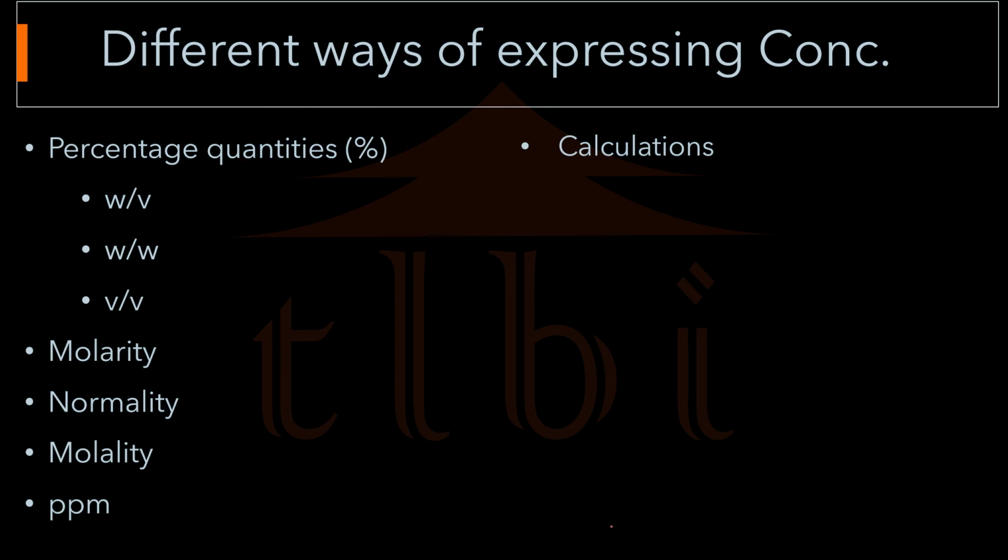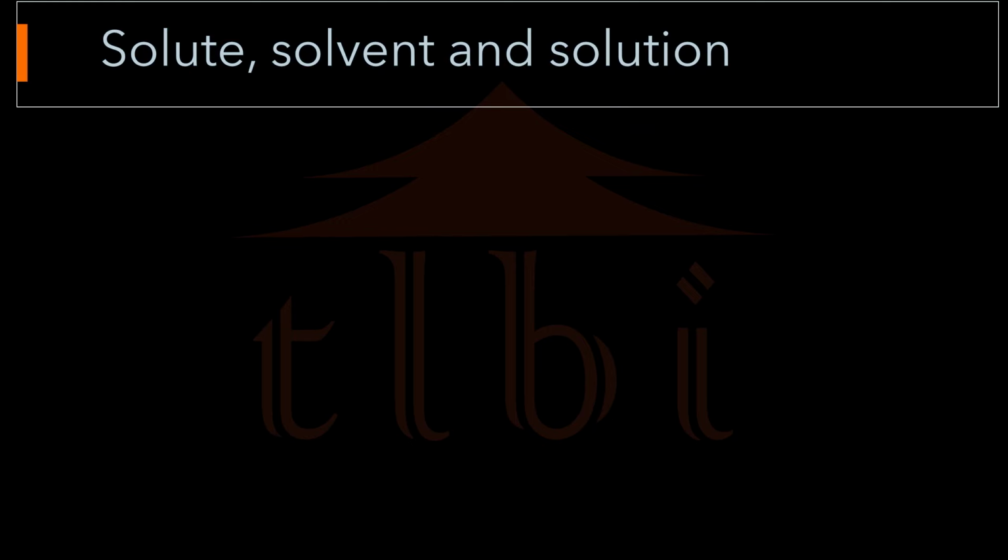Now, there are different ways of expressing concentration, such as percentage quantity, where we have weight by volume, weight by weight, volume by volume, and then we have some standard ways of expressing concentration: molarity, normality, molality, parts per million, and in the lecture we will see some calculations as well. Now, before we dig deeper into this, let's cover some basics like what is a solute, what is a solvent, and what is a solution.